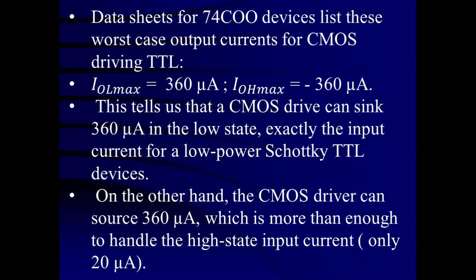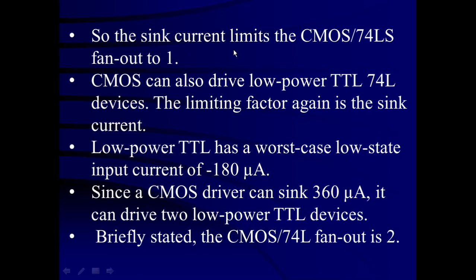So in the high state there is no problem, but the problem only arises in the low state. That means the CMOS can drive only one 74LS low power Schottky TTL load, and that's why the fan out capability from the 74C series CMOS to 74LS low power TTL is said to be one only. So the sink current limits the CMOS to 74LS fan out to 1 only.